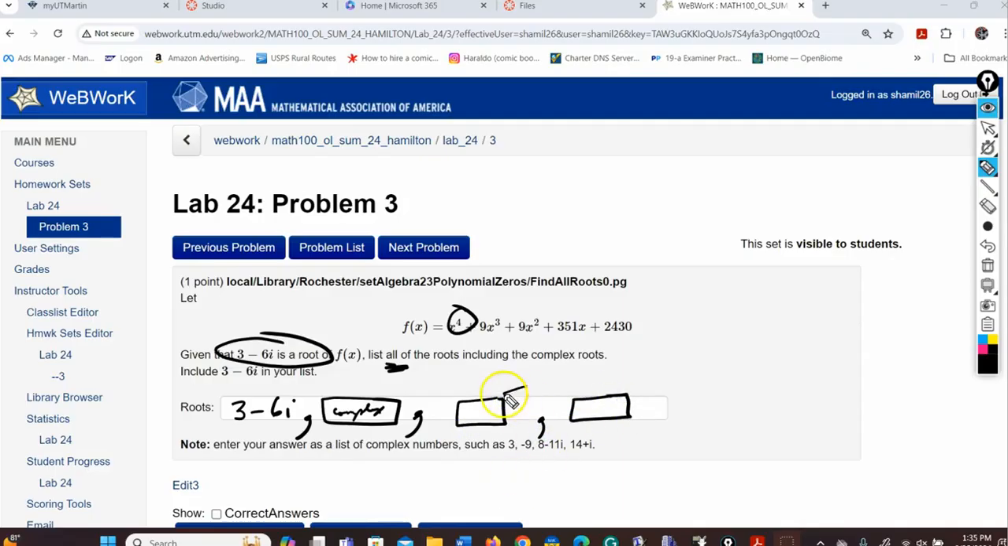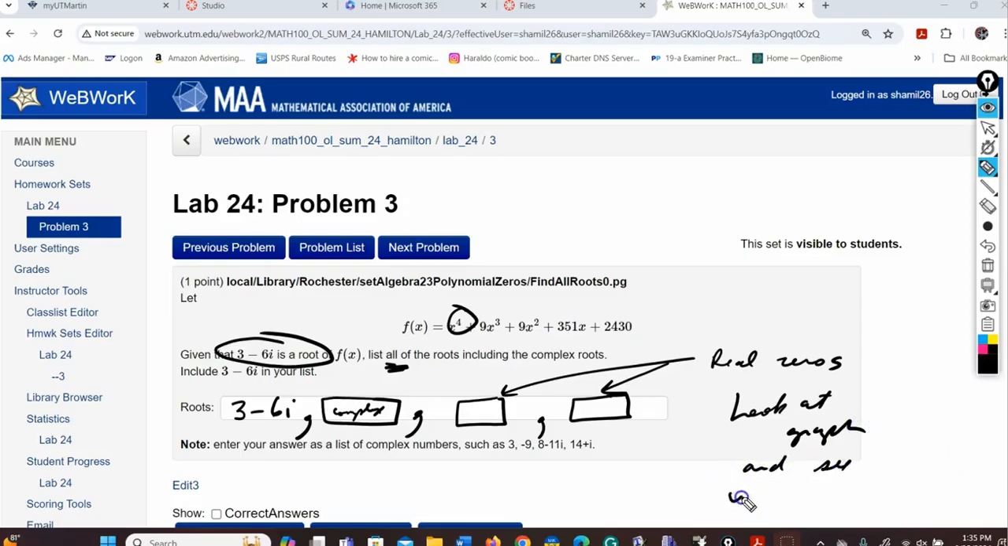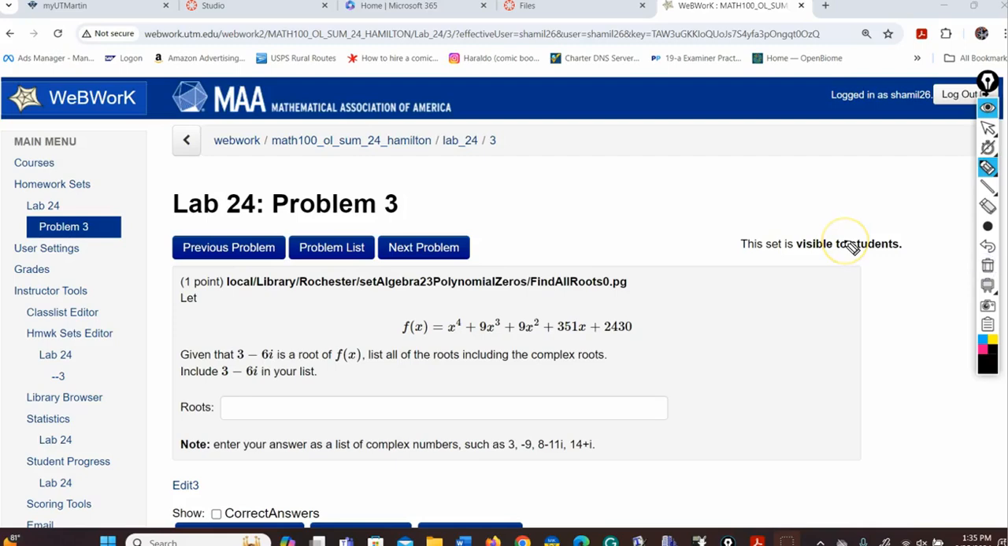Now, how do you get the real ones? Well, you look at the graph and see where the x-intercepts are. If they're nice whole numbers, you can just fill it in straight away. If at least one of them is a whole number and the other one's not, you can use synthetic division to get the other one. But I'm hoping that they'll be nice integers.